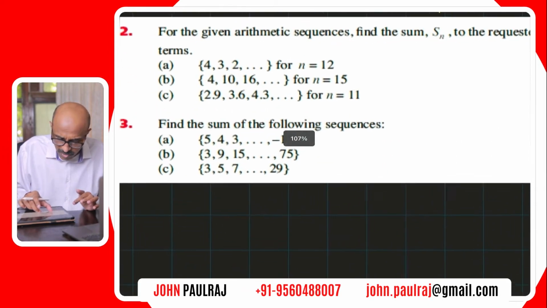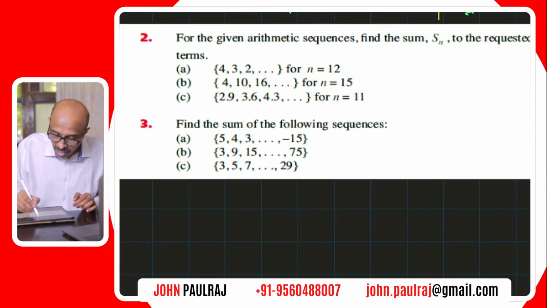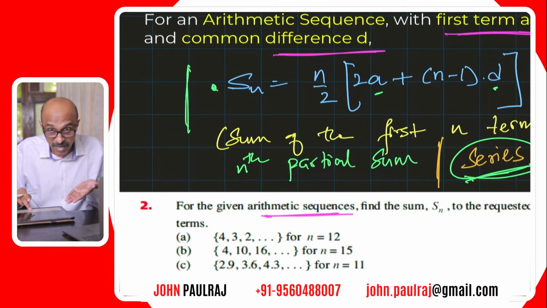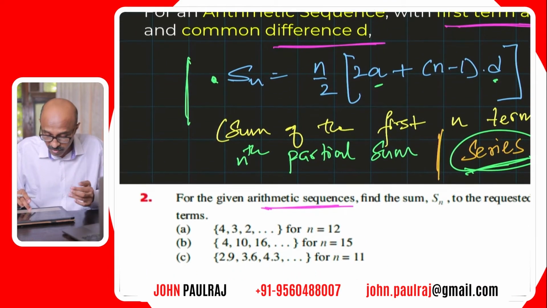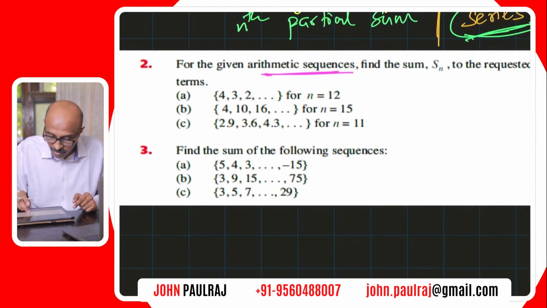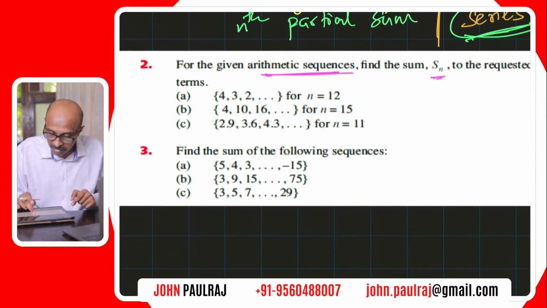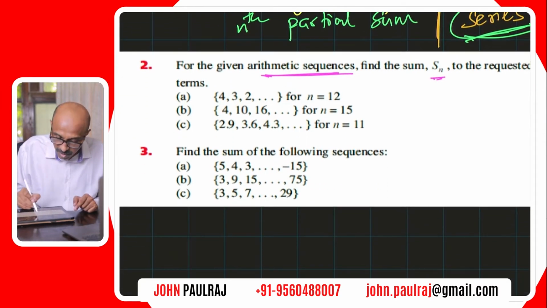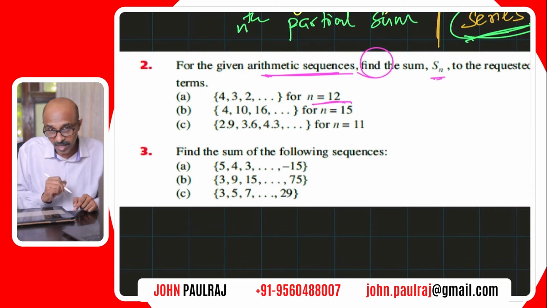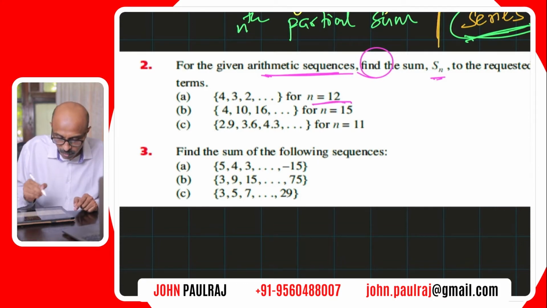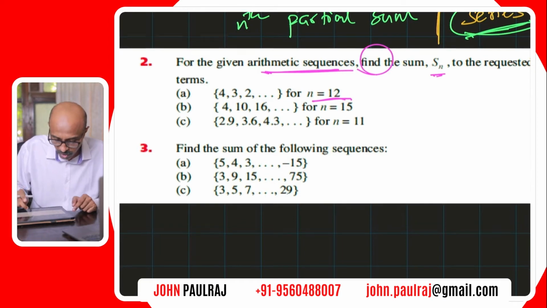So we have this question which says, for the given arithmetic sequence, only if it's given that it's an arithmetic sequence is that formula valid. You'll have a different formula for different sequences, right? So for a given arithmetic sequence, the sum Sn, the same thing as the nth partial sum, to the requested number of terms is what we need to find. So we need to find Sn for n equals 12. That means the 12th partial sum, and the sequence is given as 4, 3, 2, and so on. So let's see how to do it.